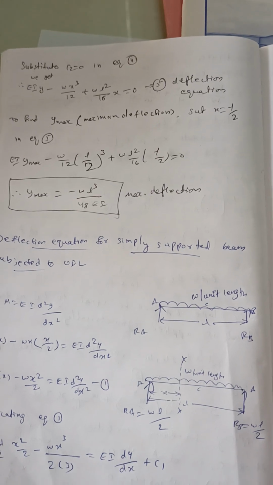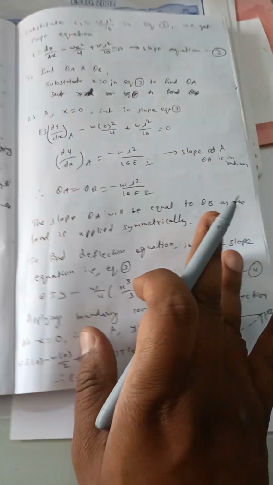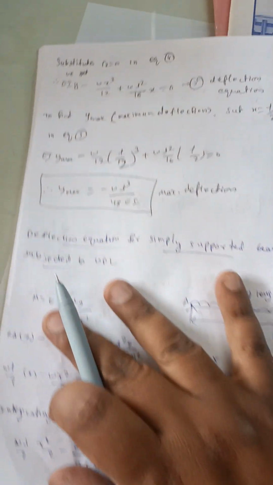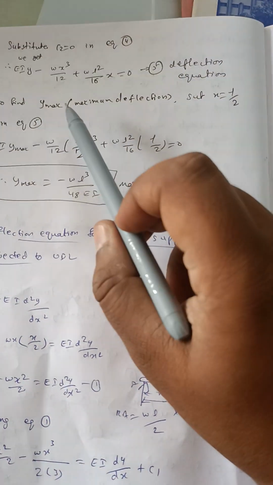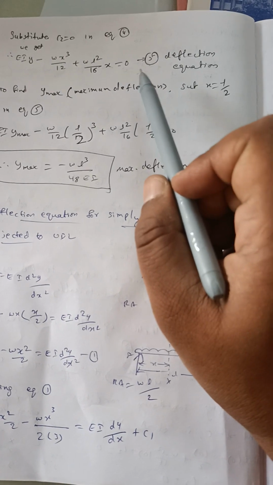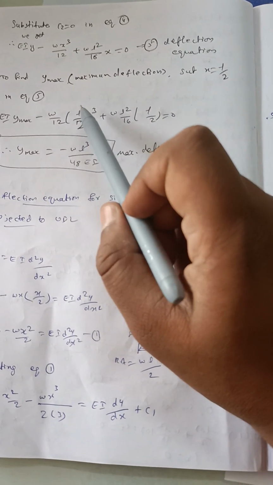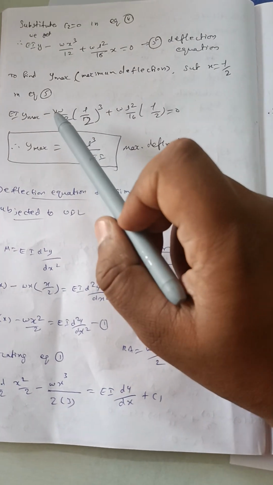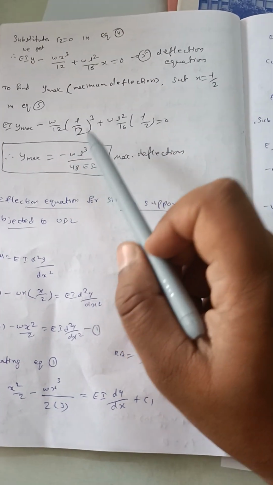Now substitute this C2 equal to 0 in equation 4. Then we will get this equation. This is known as the deflection equation. Let it be equation number 5. Then to find maximum deflection, substitute x equal to L by 2 in equation number 5.